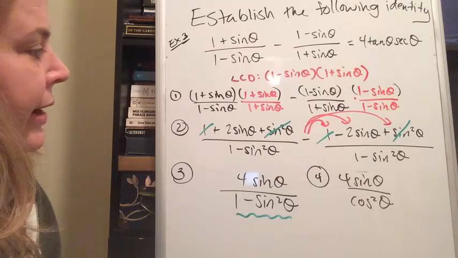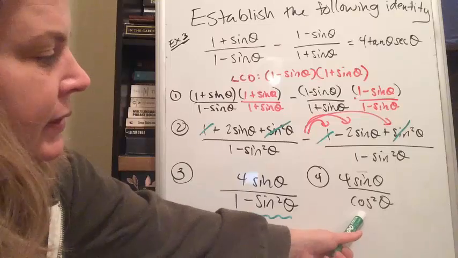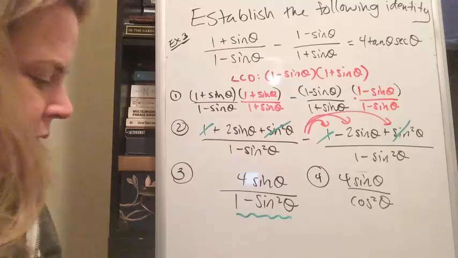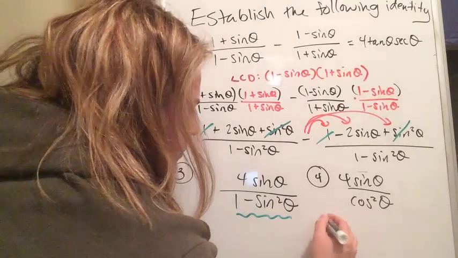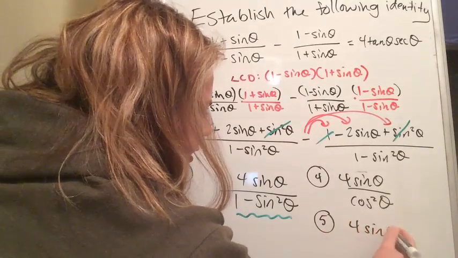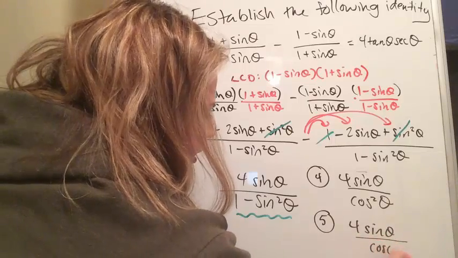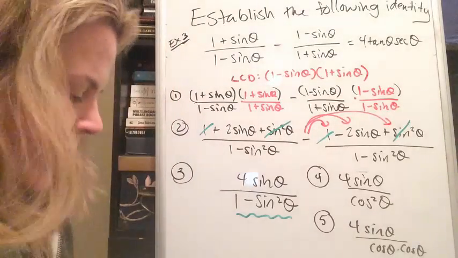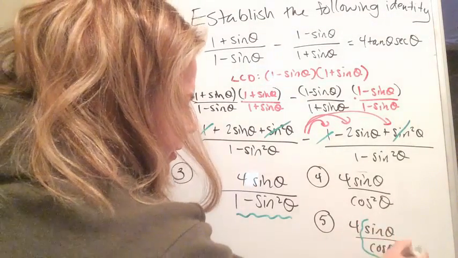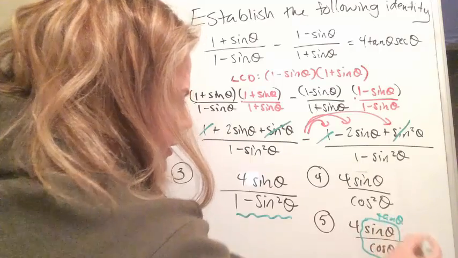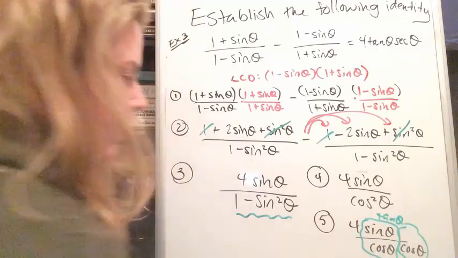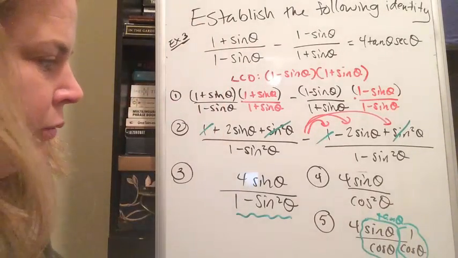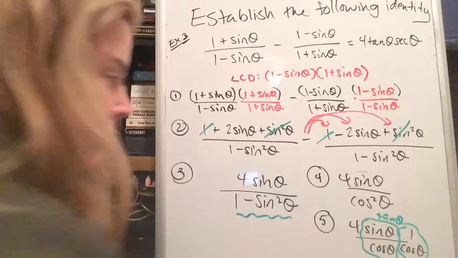I think if I break this up, instead of saying cosine squared, make that cosine times cosine, and then you'll have sine over cosine, which is tangent. So let's break this up. 4 times sine theta over cosine theta times cosine theta. Right? What do we have here? That would be tangent. And what's here? Well, there's no number there, but technically that would be 1 over cosine, which is secant. Yay!